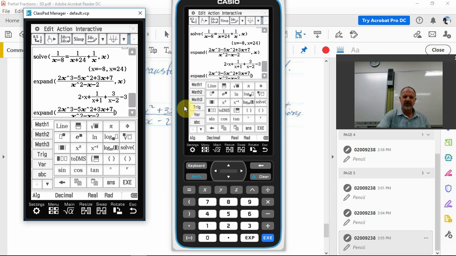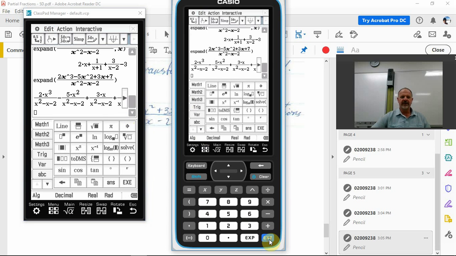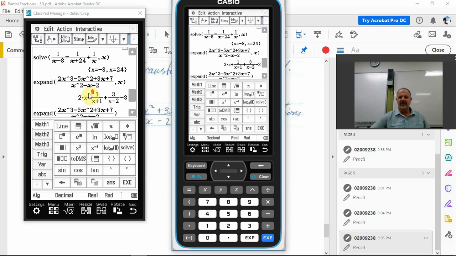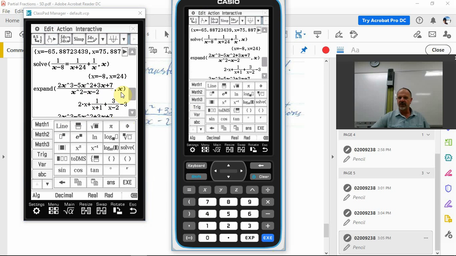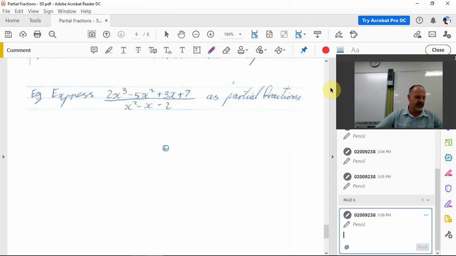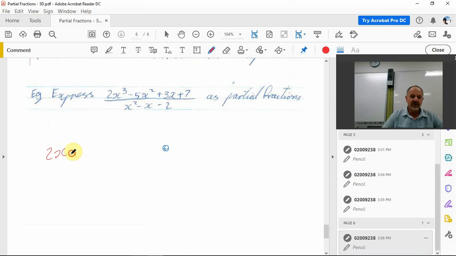Let's just have a look with this one here. So exe, look what it's given here. All it's done is split up the terms on the top and given them that denominator. So it hasn't done it into partial fractions. To get it into partial fractions, you've got to put this comma x on the end. So our answer that we had there, the equivalent, was 2x plus 1 over x plus 1 plus 3 over x minus 2 minus 3.